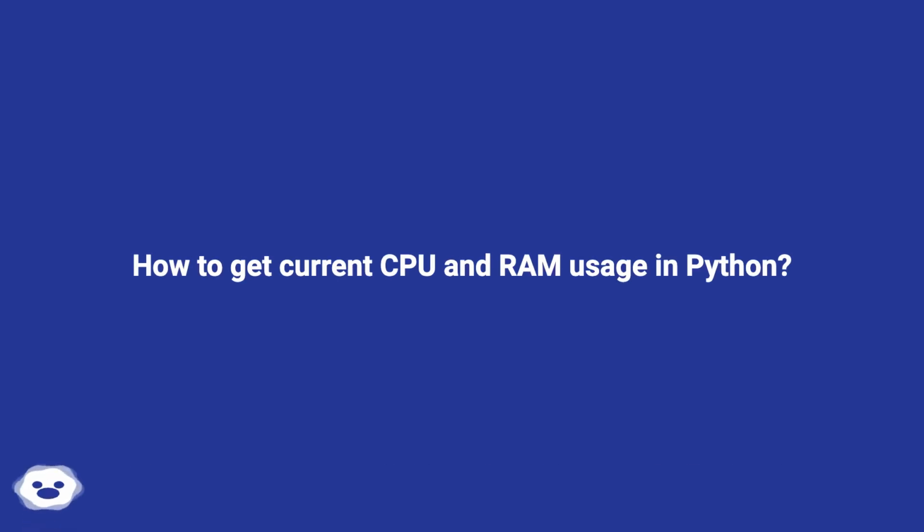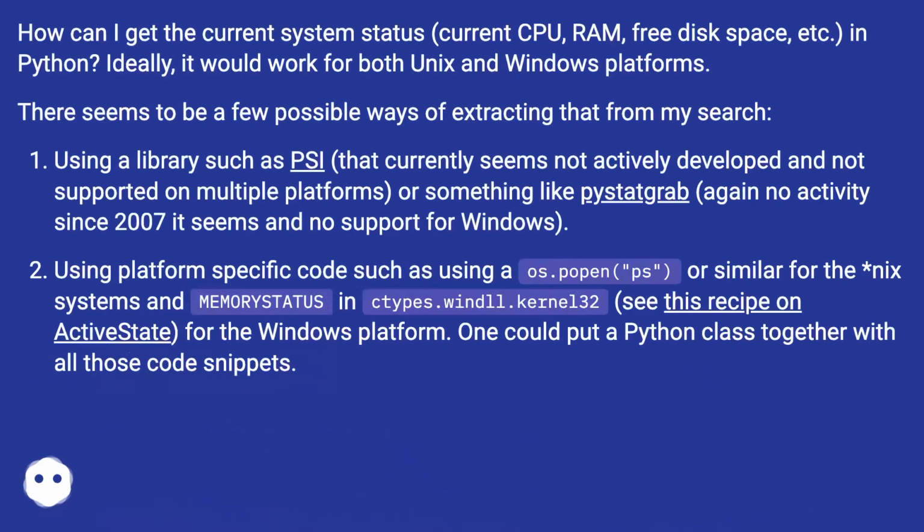How to get current CPU and RAM usage in Python. How can I get the current system status, current CPU, RAM, free disk space, etc. in Python? Ideally, it would work for both Unix and Windows platforms. There seems to be a few possible ways of extracting that from my search.